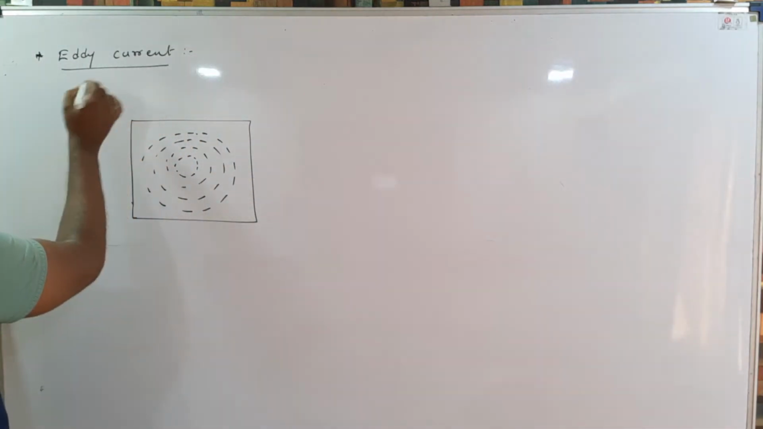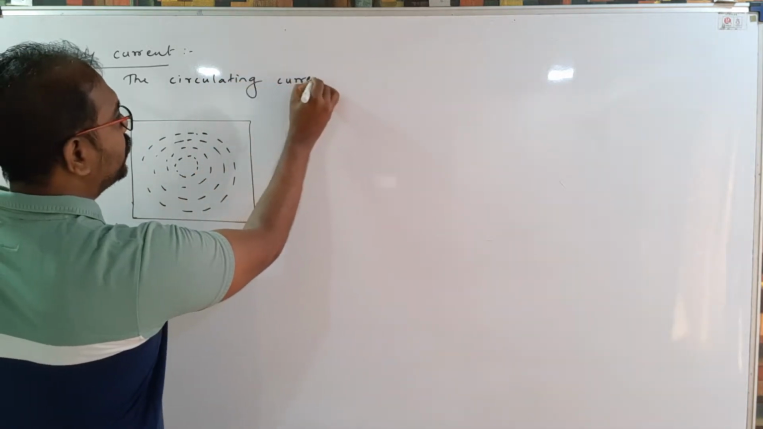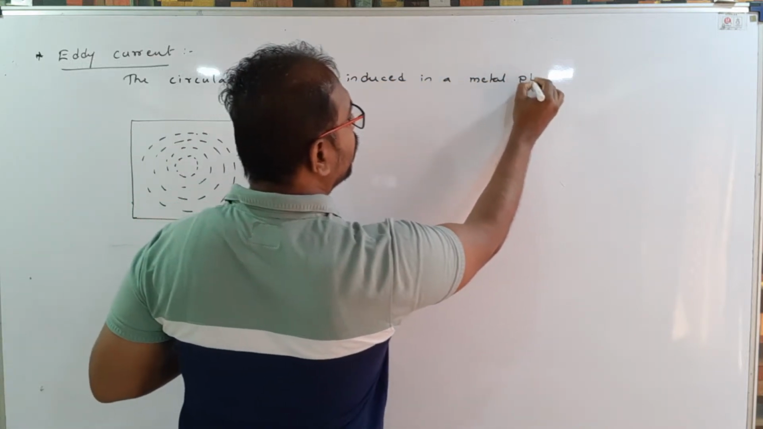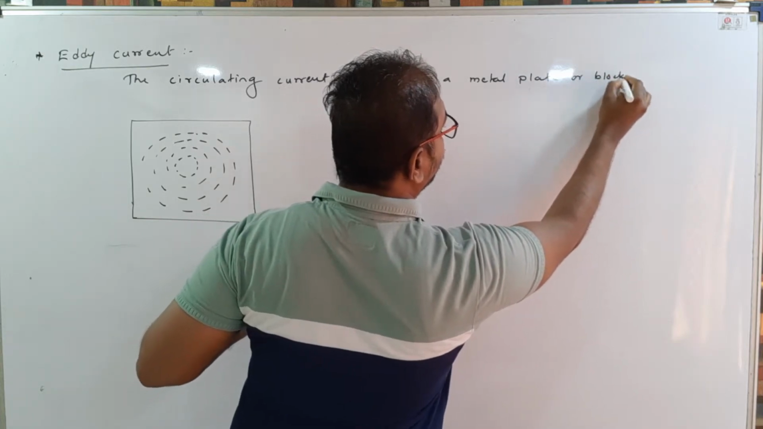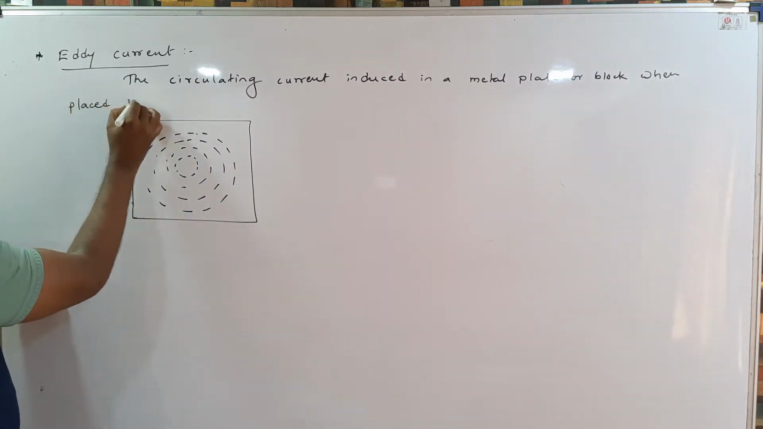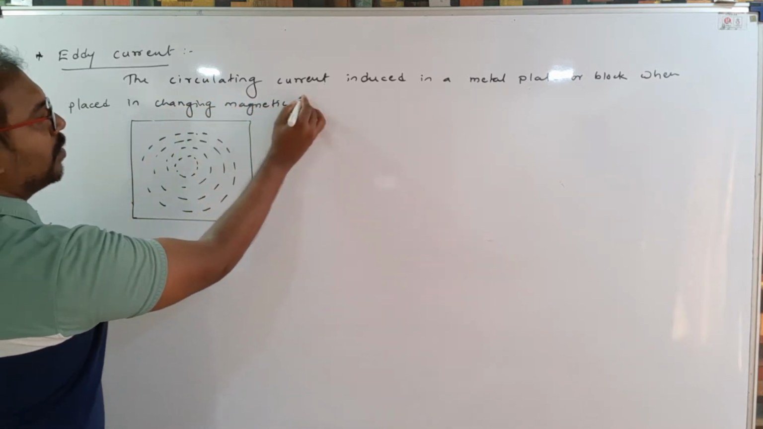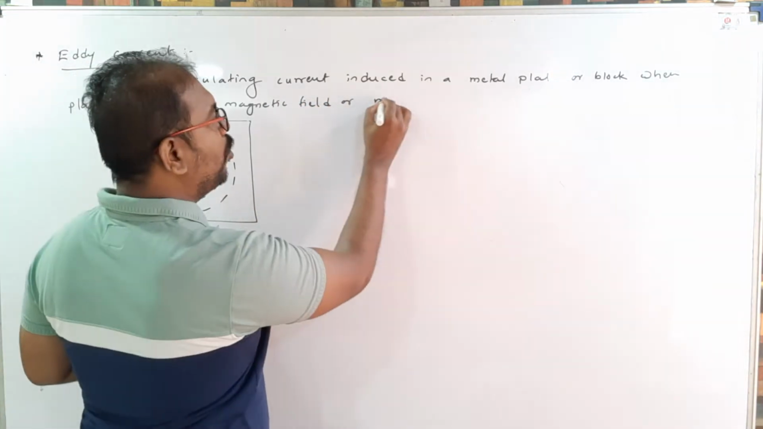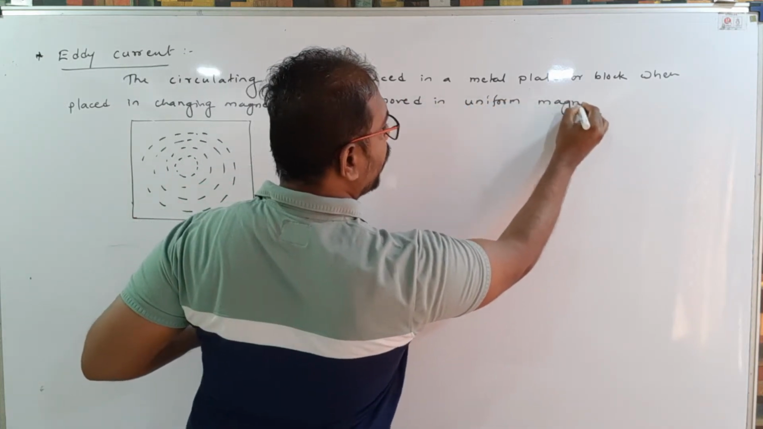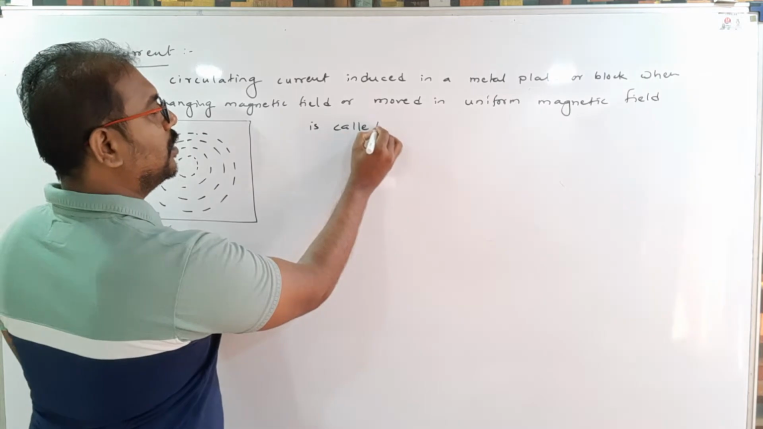So we can write the definition: the circulating current induced in a metal plate or block when placed in a changing magnetic field or moved in a uniform magnetic field is called eddy current.